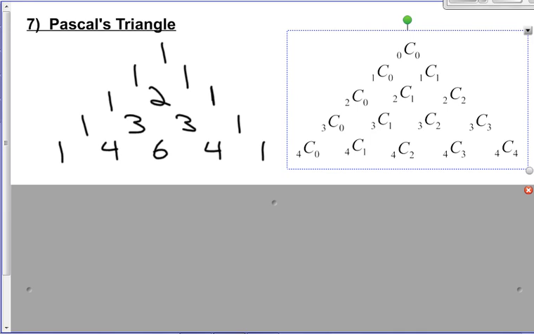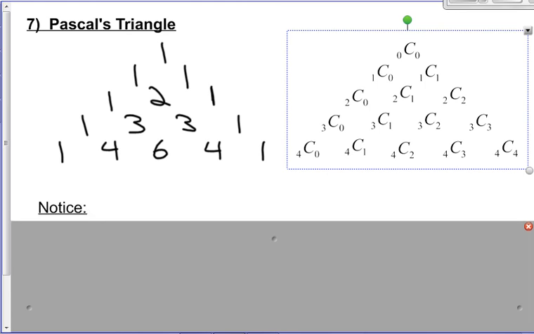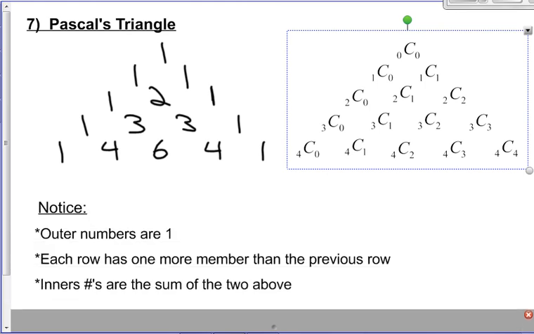Now, full disclosure, the triangle is known way before Pascal's time. Pascal gets his name on it for algebraic and kind of probability purposes because he brought those applications in. So some things to notice on Pascal's triangle. The outer numbers are all 1. All these numbers are coming from combinations. Each row has one more member than the previous row. So the first row just has a 1. The next row has 2 members. It has 1, 1. The next one is 1, 2, 1, so it has 3 members, and so on.